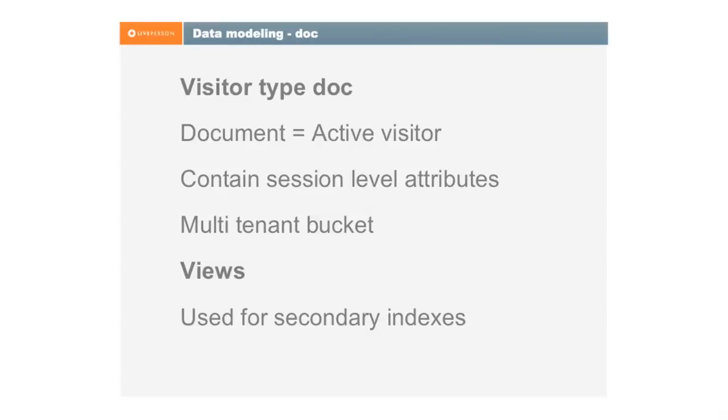We're storing at the document level session-level attributes. So everything that we know about that visitor in that particular session, again, where they came from, what browser they are using, what pages they browsed, and so on. We also have a really deep integration in some cases with the customer website, so we get a lot of customer attributes on that particular visitor, and everything is being stored in the document. I said before that LivePerson is a SaaS platform, so this particular bucket is also a multi-tenant bucket.